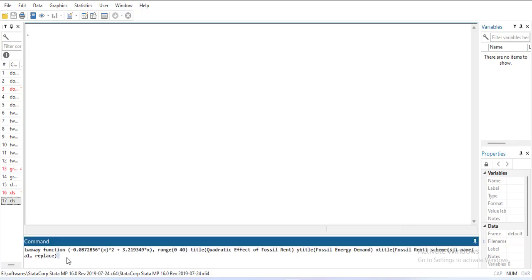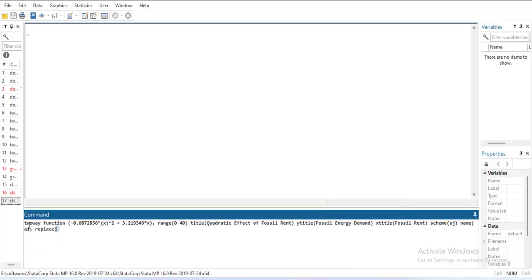So I will paste the command here and I will discuss it one by one. First of all, the command is twoway function, and if it's a quadratic, you have to give the coefficient of the square form variable multiplied by the square form, plus the coefficient of the linear form multiplied by the linear form. Then you have to give a range, from what value to what value you need to plot in terms of x. So if you say 0 to 40, it will plot the graph from x value 0 to x value 40. If you don't give this value, it will plot from 0 to 1. So we need to get that value.